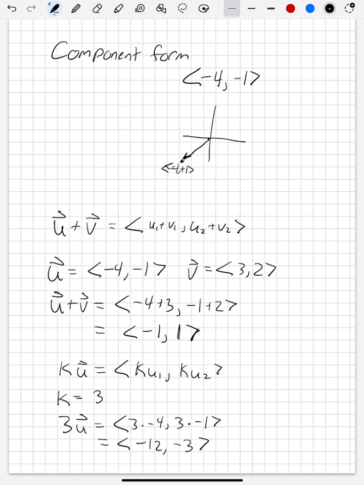All right, so this concludes section 6.3. Again, we don't do a deep dive into vectors. We just do a brief overview.